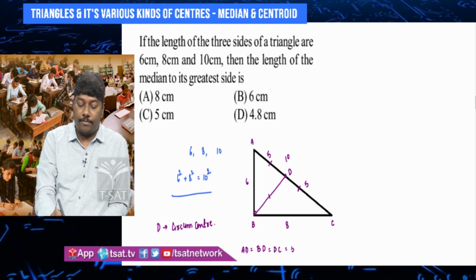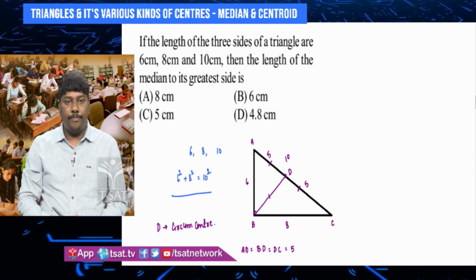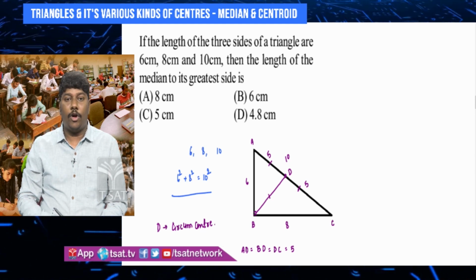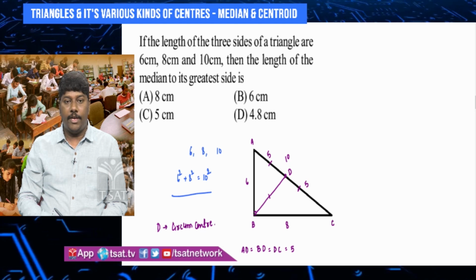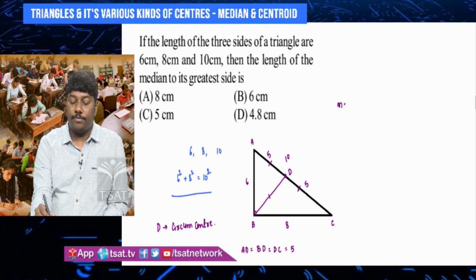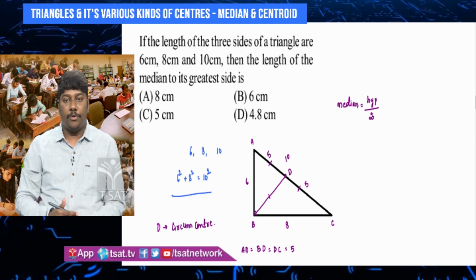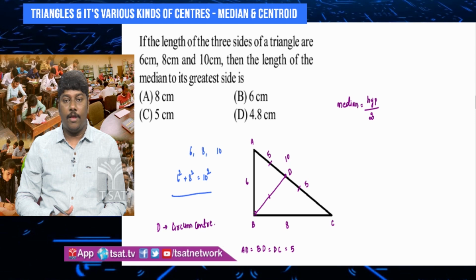equals to 5. So always remember, in a right angle triangle, if you want to find out the median drawn on a hypotenuse, median drawn on a hypotenuse in case of a right angle triangle is equals to hypotenuse by 2. Now it's not about all the medians, it's only about the median which is drawn on hypotenuse.